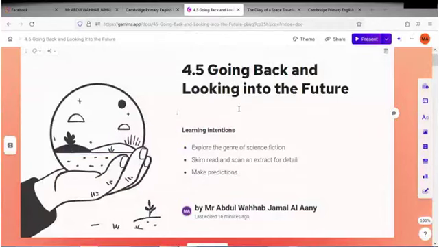In today's session, we are going to explore the genre of science fiction. We are going to skim read and scan an extract for detail. We will try to make some predictions, and we will have an idea or a sample writing of a science fiction story.